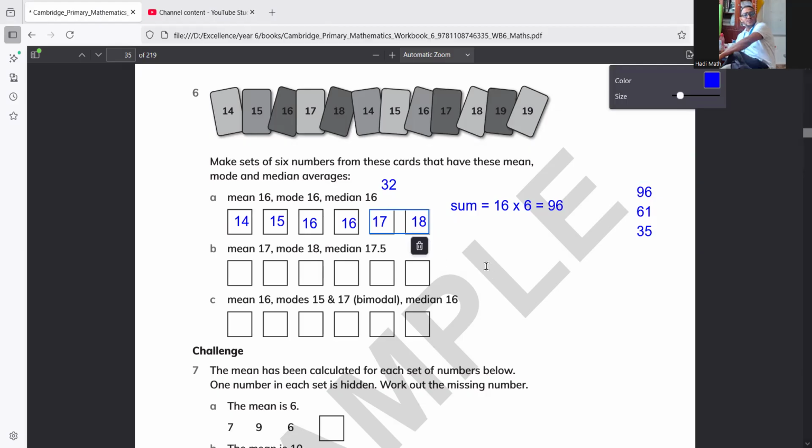Part B, with the same idea, they give us the mean. The mean we use to find the sum. That means the sum is equal to 17 multiplied by 6, and 17 multiplied by 6 is equal to 102. In such questions, you're allowed to use a calculator. They said the mod is 18. That means 18 is repeated 2 times.